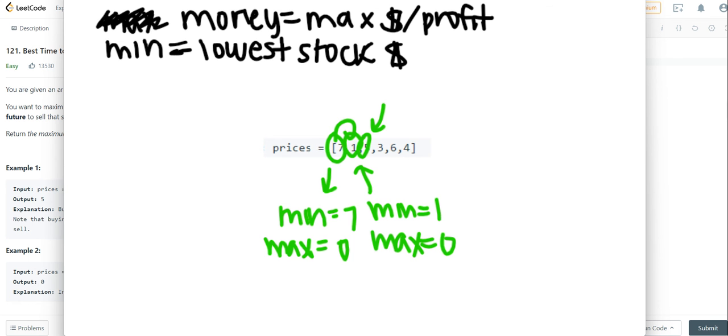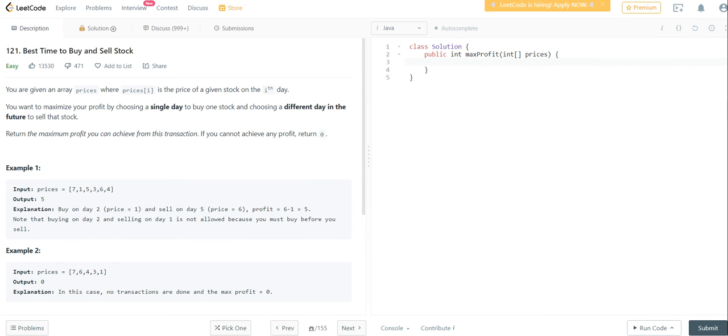Right here, we see that the minimum is still 1, because that value is 5. But now this max value is going to change, because 5 minus 1 is 4, which is greater than 0. And then we're going to continue through the array. So that's how we are going to be solving our question.